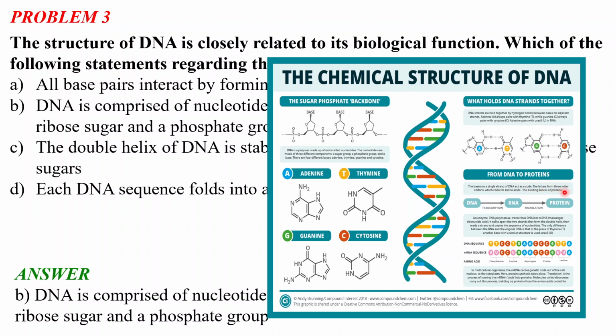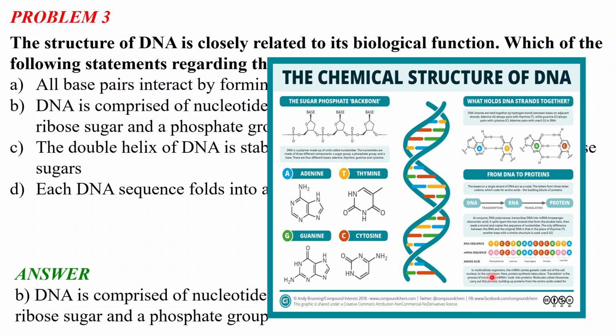The letters form 3-letter codons which code for amino acids, the building blocks of proteins. So, we have DNA which after transcription gives RNA, and the RNA forms the protein by the process of translation. An enzyme, RNA polymerase, transcribes DNA into mRNA or messenger RNA. It splits apart the 2 strands of the double helix, then reads the strand and copies the sequence of nucleosides. The only difference between RNA and the original DNA is that thymine is replaced by uracil. Okay, and we will discuss all these things later also.